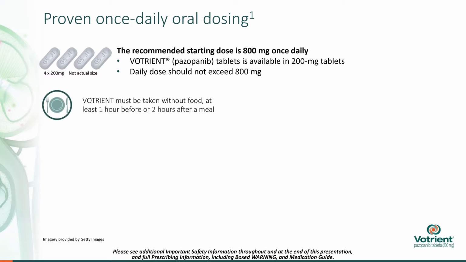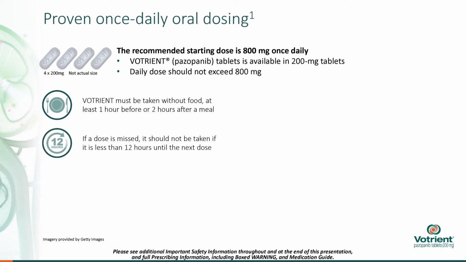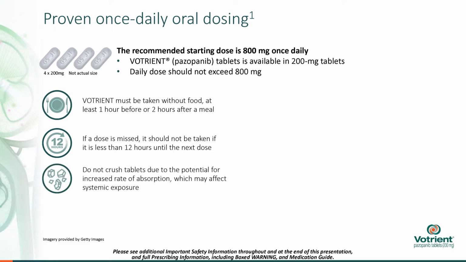Votrient must be taken without food at least 1 hour prior or 2 hours after a meal. If a dose is missed, it should not be taken if it is less than 12 hours until the next dose. Do not crush the tablets due to the potential for increased rate of absorption, which may affect systemic exposure.